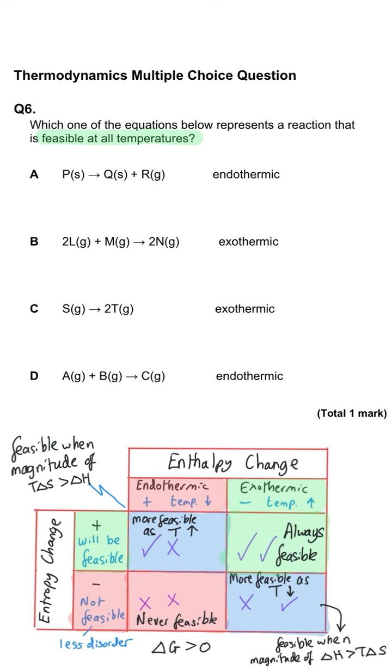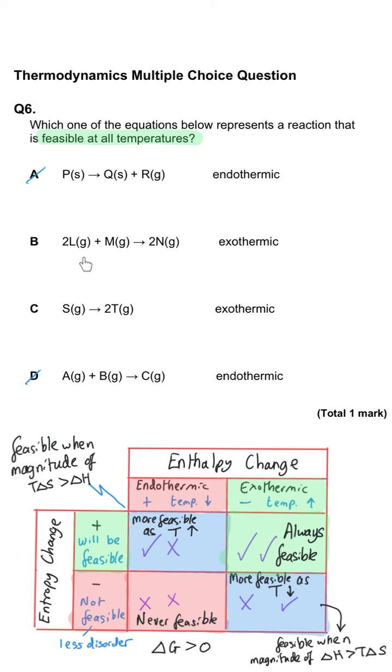So we want it to be exothermic, so that means we can rule out A and D, which are endothermic, and we want a positive entropy change. Now, when we're just simply inspecting the equations here, they're likely to be getting us to look at the number of molecules on each side of the equation.